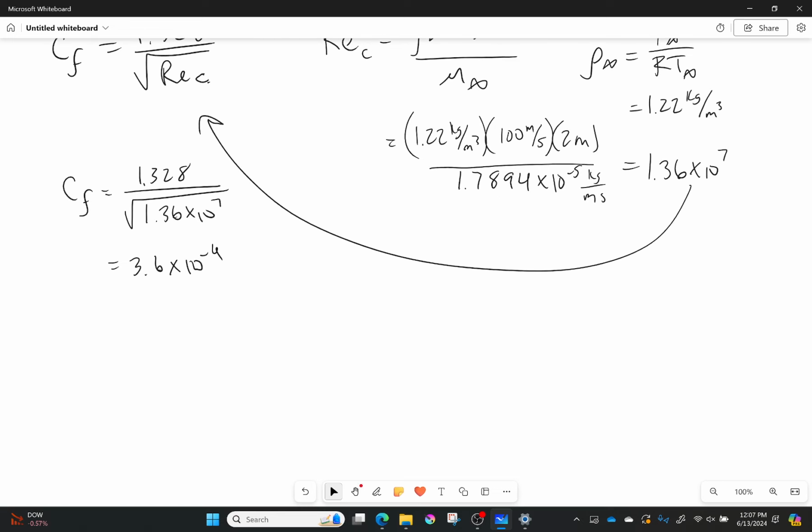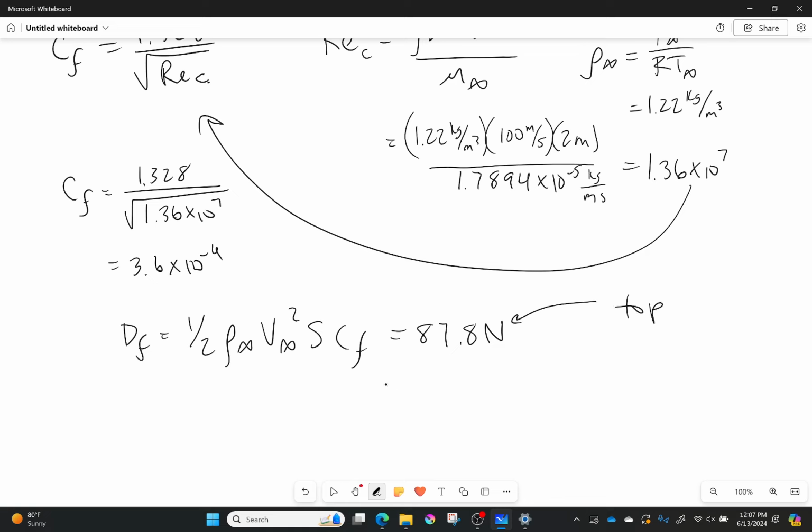Okay. So we have that right there. So our drag in that case is going to be equal to 1/2 rho infinity times V infinity squared S times my friction coefficient. And so if I plug that in, I get 87.8 newtons, but that is just for the top or just for the bottom. So if I want the total drag, it'll be equal to that times 2. So it'll be equal to 175.6 newtons.